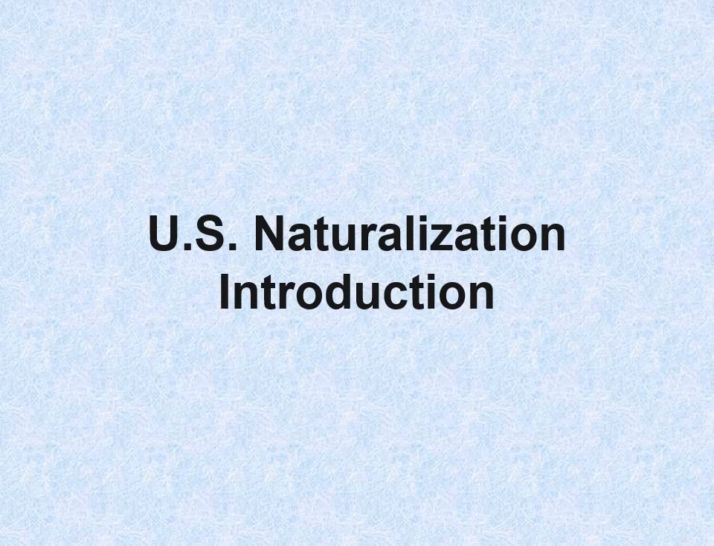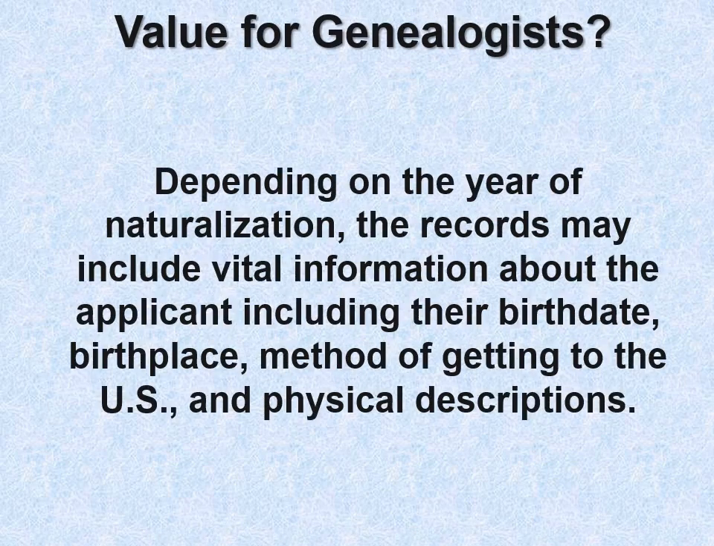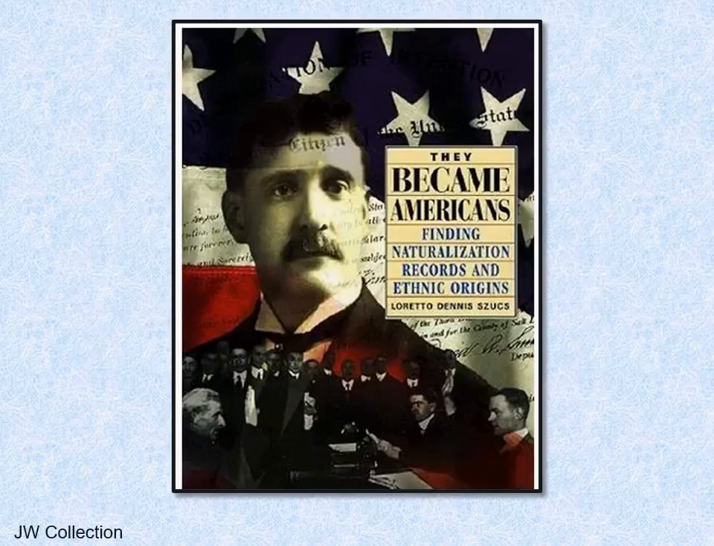Okay, so let's do a little introduction here. What is naturalization? The process by which U.S. citizenship is granted to a lawful permanent resident after meeting the requirements established by Congress. And the value is that, depending upon the year of naturalization, the records may include vital information about the applicant, including their birth date, birthplace, method of getting to the U.S., and physical descriptions. I have a very good book in my collection, They Became Americans: Finding Naturalization Records and Ethnic Origins.